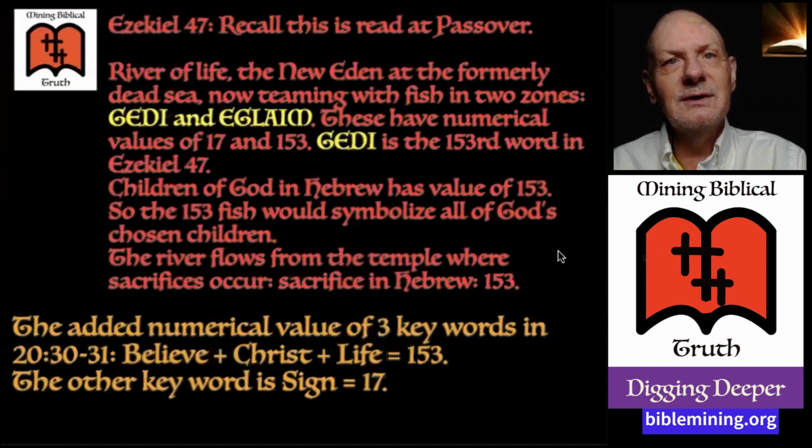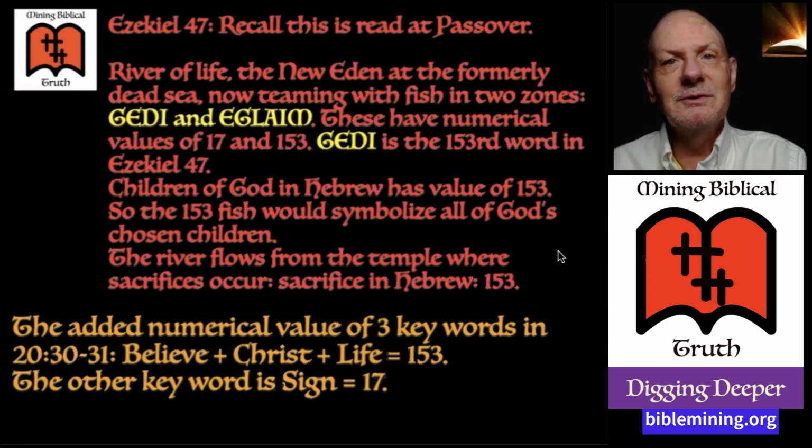In Ezekiel 47, and recall we talked earlier, some weeks earlier, about how this is read by the Jews at Passover, the river of life, the new Eden at the formerly Dead Sea, now is teeming with fish in two zones that are called Gedi and Eglam. These have numerical values of 17 and 153. Gedi is the 153rd word in Ezekiel 47.